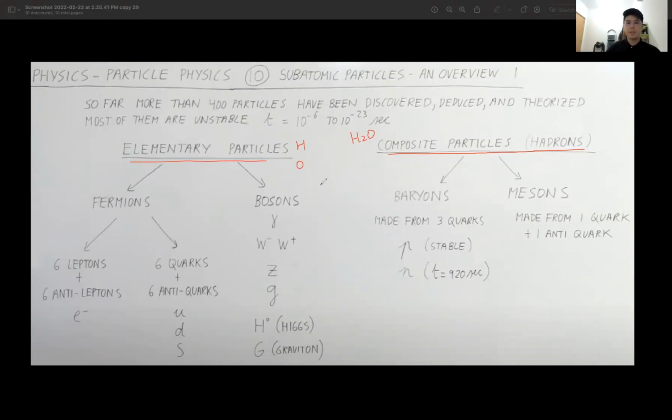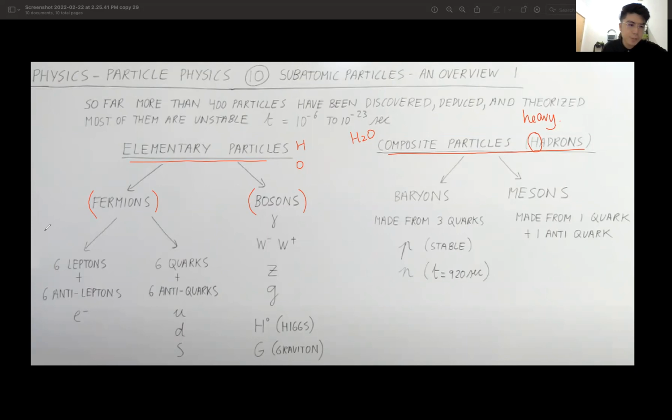The composite particles, they call them hadrons. The H in hadron stands for heavy. These are the heavy particles, larger and heavier. Now, for elementary particles, we separate them into two: fermions and bosons. Let's look at fermions. Fermions and bosons both are point-like particles. It's just one tiny point. They do not have any particular structure to it. It's just one point.